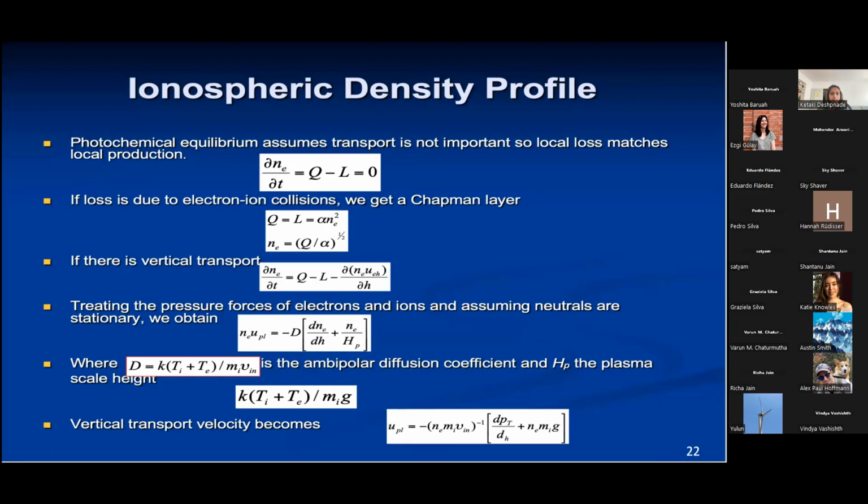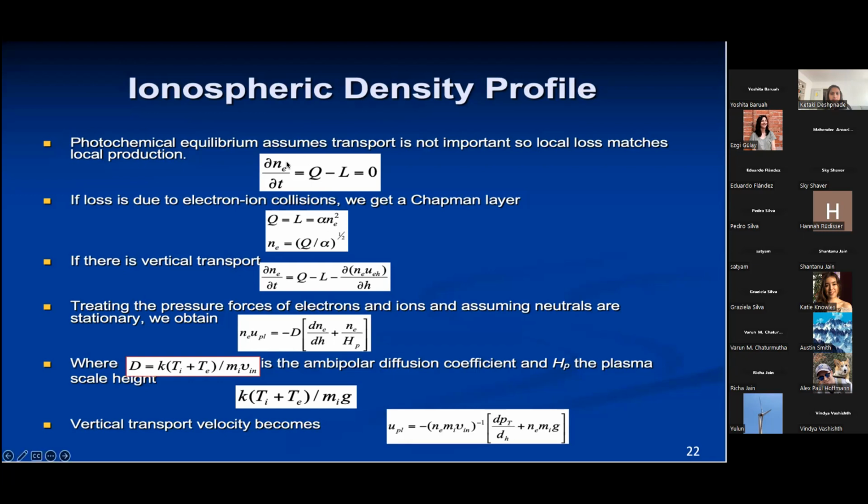When we're actually writing it, we have a bunch of these equations which describe what's going on and how you generate an ionospheric density profile. But you've got photochemical equilibrium, so you are assuming, and this isn't always true, that transport is not important.